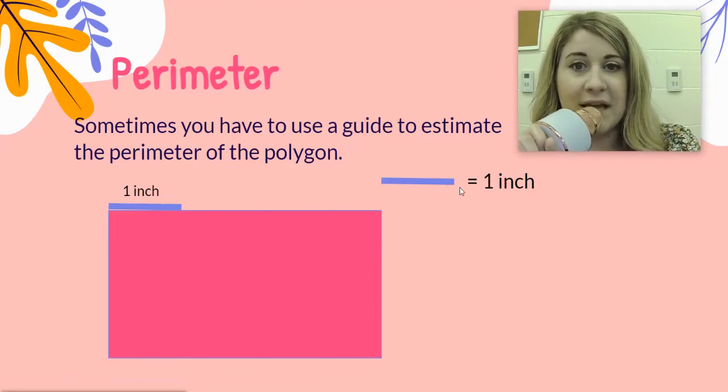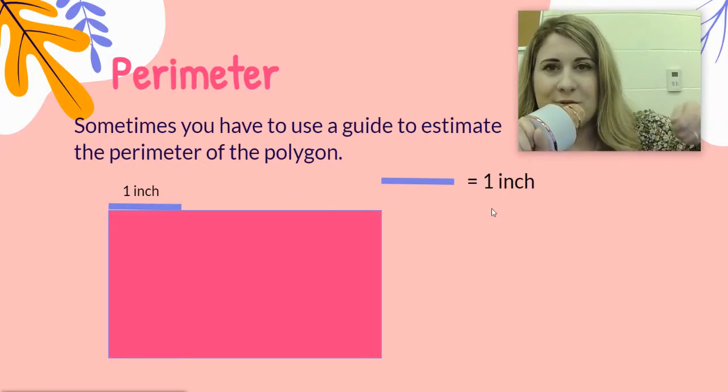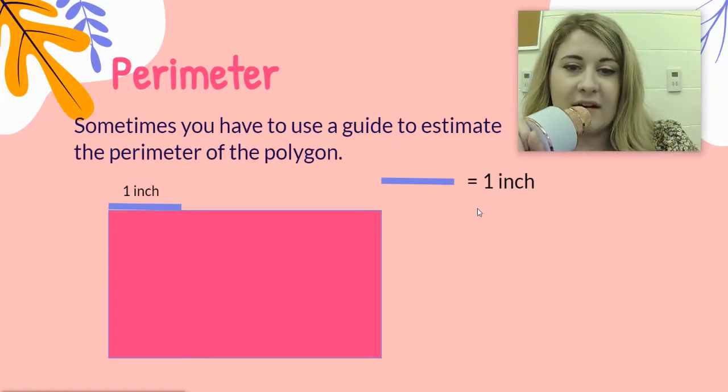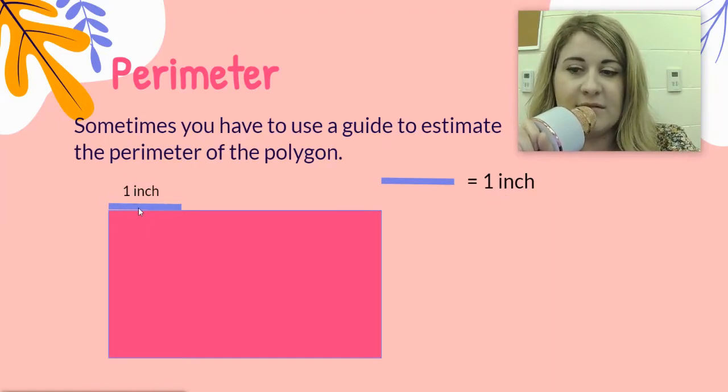First of all, you're going to want to use the guide. The guide is what you're given, the key. The key helps you figure out the answer. It kind of helps you unlock the problem and figure it out because it's a key. So this key right here tells us that this purple line is equal to 1 inch. And a lot of times they'll also tell it to you again right here because they want to make sure you see it. So this little purple guy right here is equal to 1 inch.